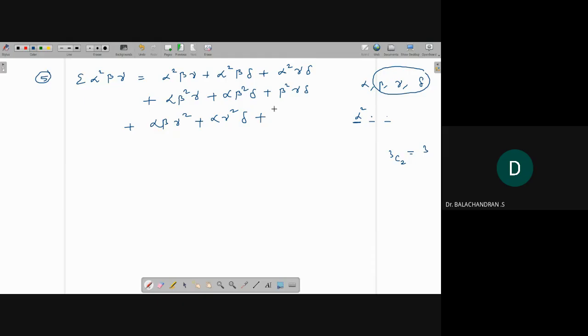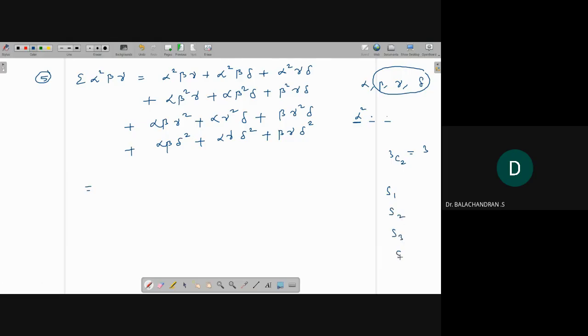Okay, and then beta gamma delta square. And then last I fix delta square: alpha beta delta square plus alpha gamma delta square plus beta gamma delta square. Okay, so totally 12 terms. So anyway, I need to express this in terms of S1, S2, S3, S4.